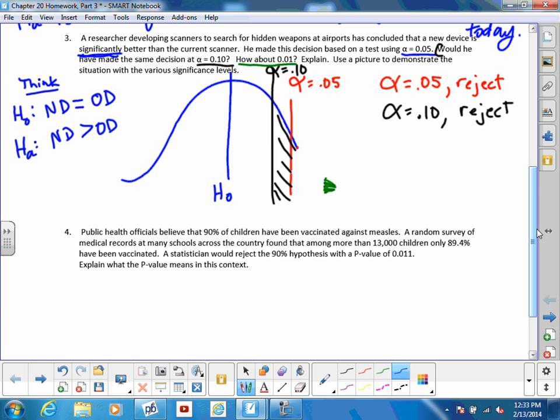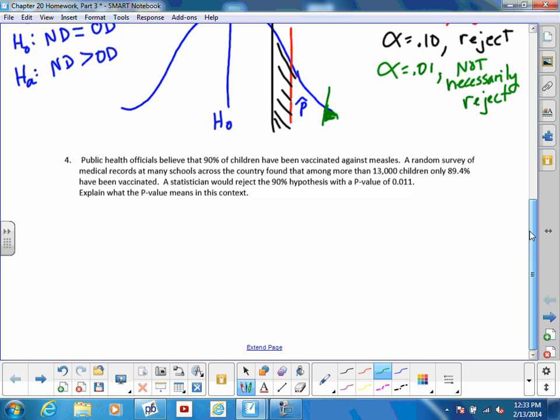Okay, so now I've messed up all my coloring. But here's my p hat. If that 0.01 is here, then it does not contain that sample and you don't reject. So with an alpha of 0.01, your decision is what? Unknown. You do not necessarily reject. Okay? All right. So he rejected at the 0.05, then he definitely rejected at the 0.10. But he did not necessarily reject at the 0.01. Okay, very good.